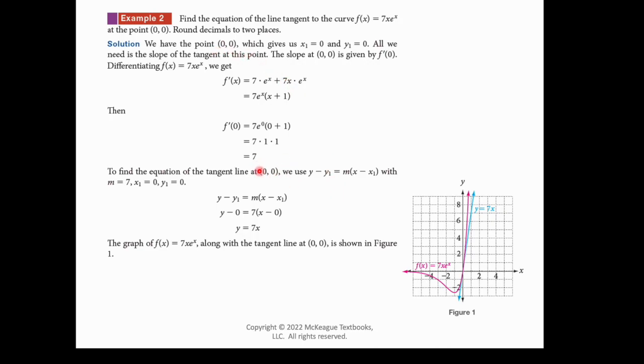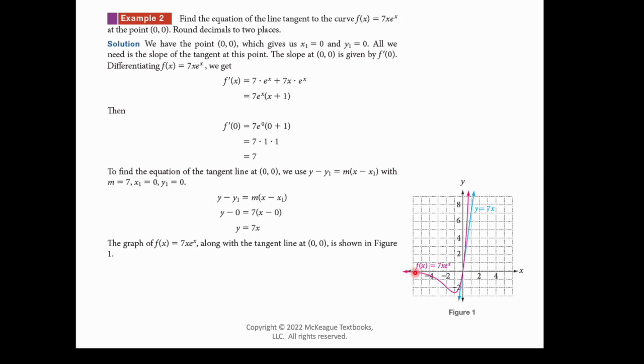Now, using that point that was given to us, along with our slope, which is 7, we're going to plug that into our point-slope form. So y1 and x1 in this case are both 0, 0. Plug in m is 7. So now when I distribute, I get 7 times x, which is 7x. 7 times 0 is 0. y minus 0 is just y. So I'm left with y equals 7x.